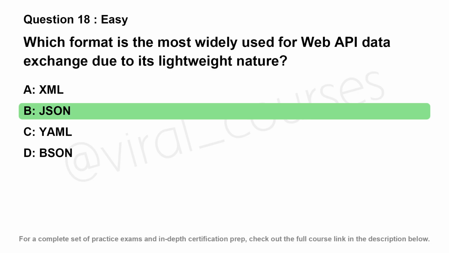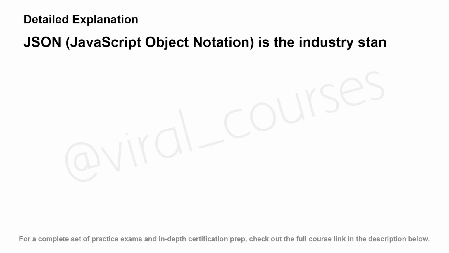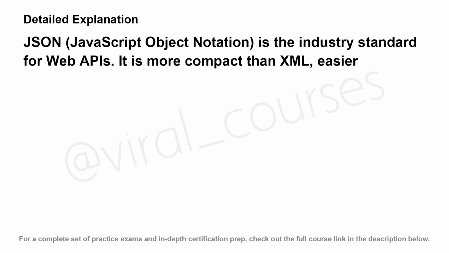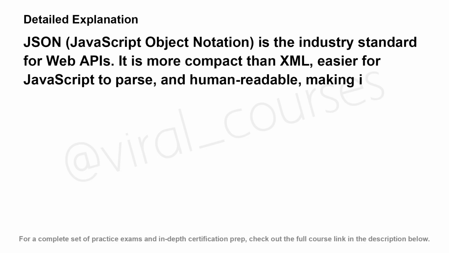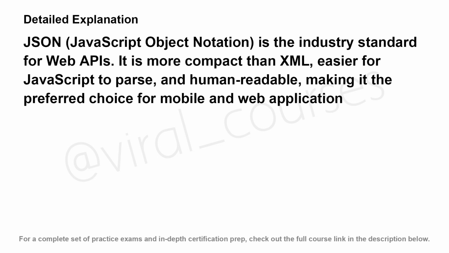The correct answer is B. JSON, JavaScript Object Notation, is the industry standard for web APIs. It is more compact than XML, easier for JavaScript to parse, and human-readable, making it the preferred choice for mobile and web applications.